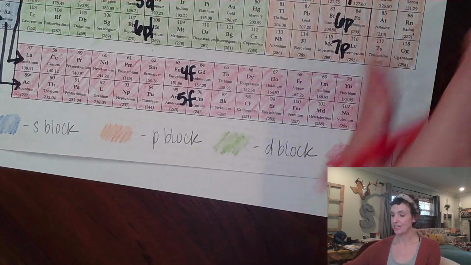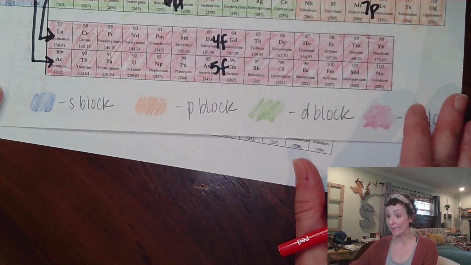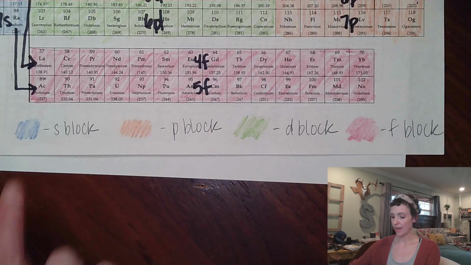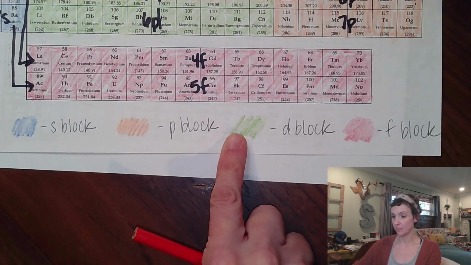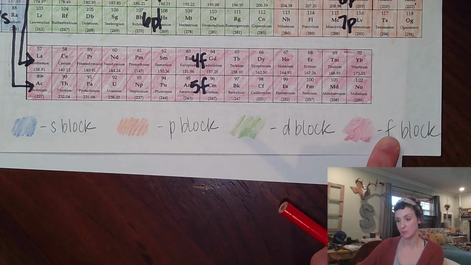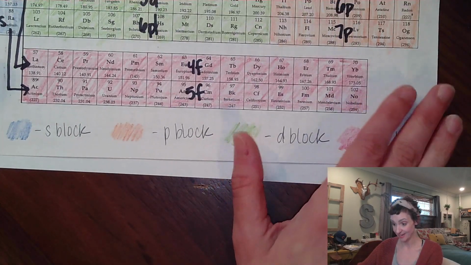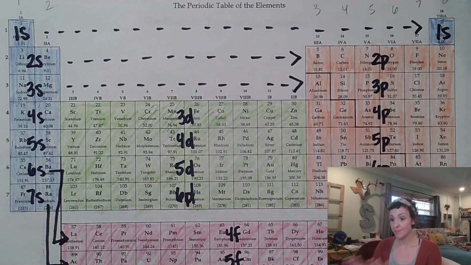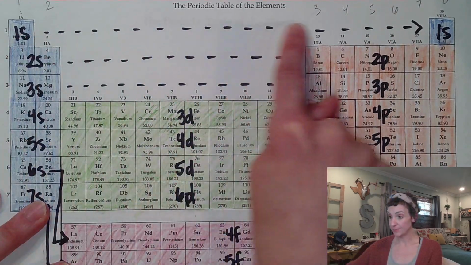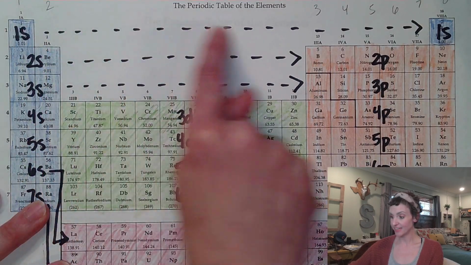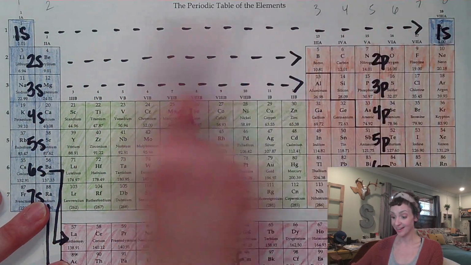And then also down here at the bottom, I made a little key where each sampling of my colors represents each block, as we would say. So you can pause the video and then come back. We're going to label some things. So my first row, or my first period of the S block, guess what? That's the 1s room.